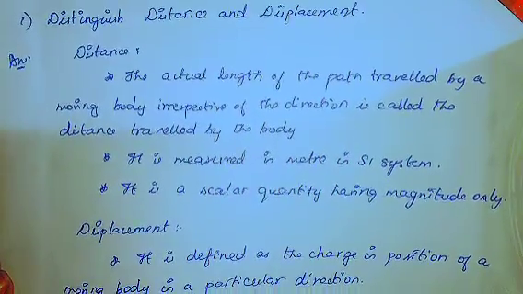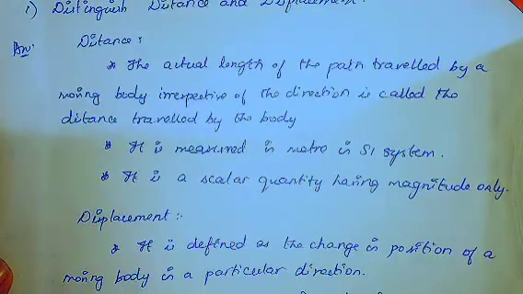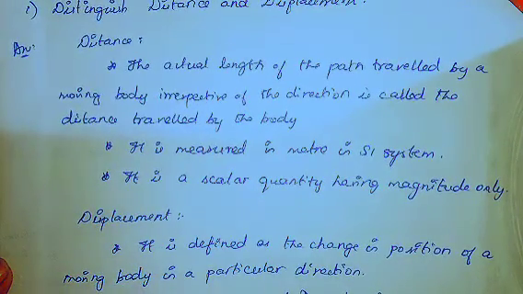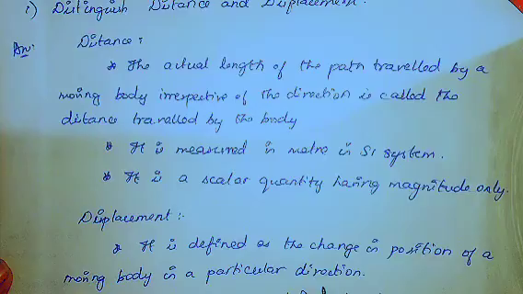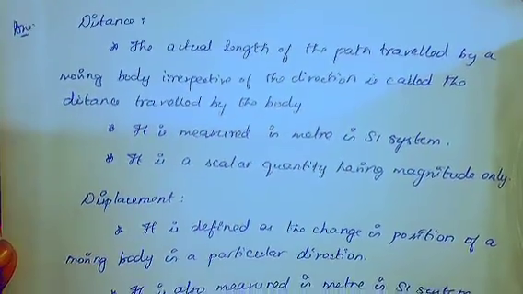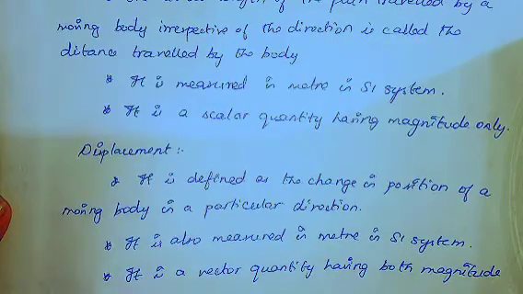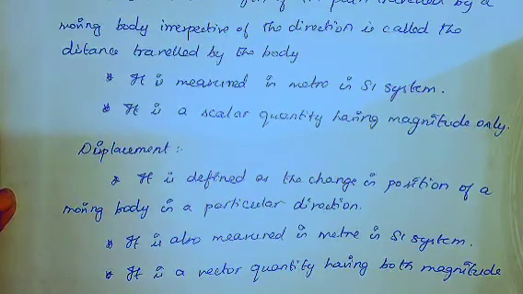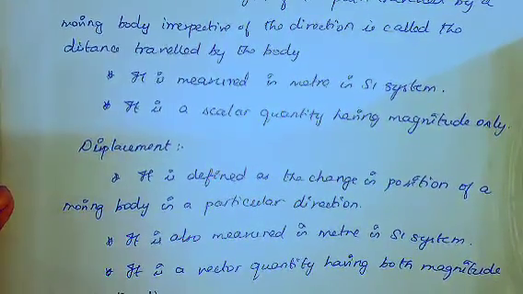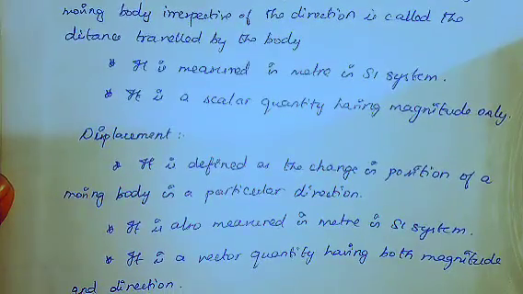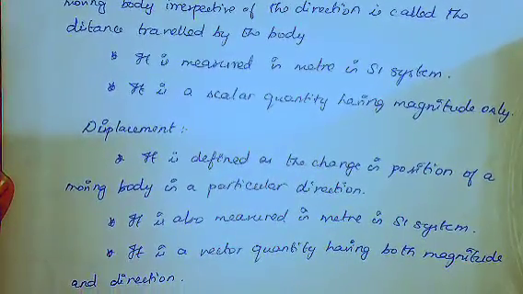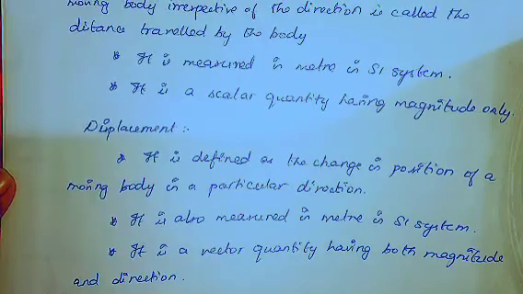Then displacement. It is defined as the change in position of the moving body in a particular direction. It is also measured in meter in SI unit system. It is a vector quantity having both magnitude and direction. This is the answer for the first one in Part B.